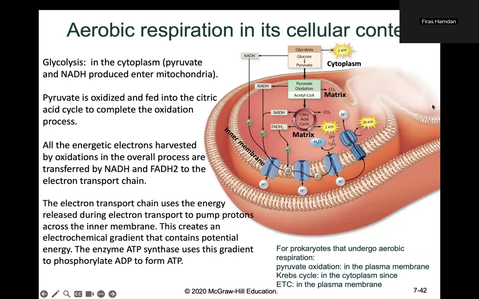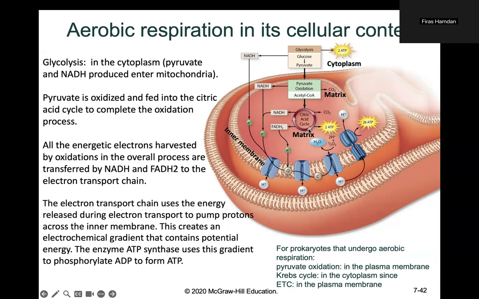So, in a nutshell, this is basically all of aerobic respiration. You start off with glucose, which is broken down into pyruvate. Here it depends, because it's aerobic, meaning there's oxygen. Pyruvate is then taken up by your mitochondria, and then it's oxidized. So you remove a carbon dioxide. This is a three carbon molecule, and this becomes a two carbon molecule.